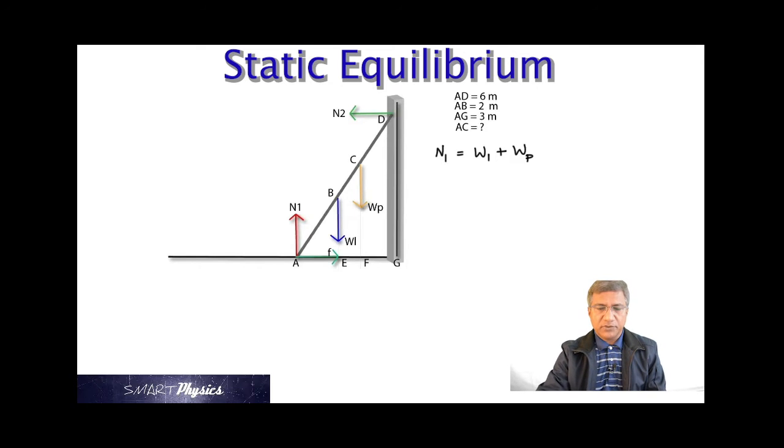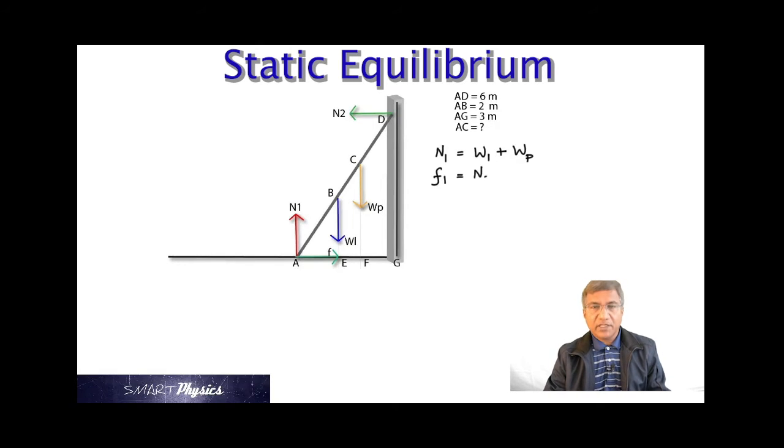When you look at the forces upwards, you have N1 as the only force acting upwards along the y-axis. And there are two forces, WL and WP, that act down along the negative y-axis. So the total up force N1 should be equal to the total down force WL plus WP.